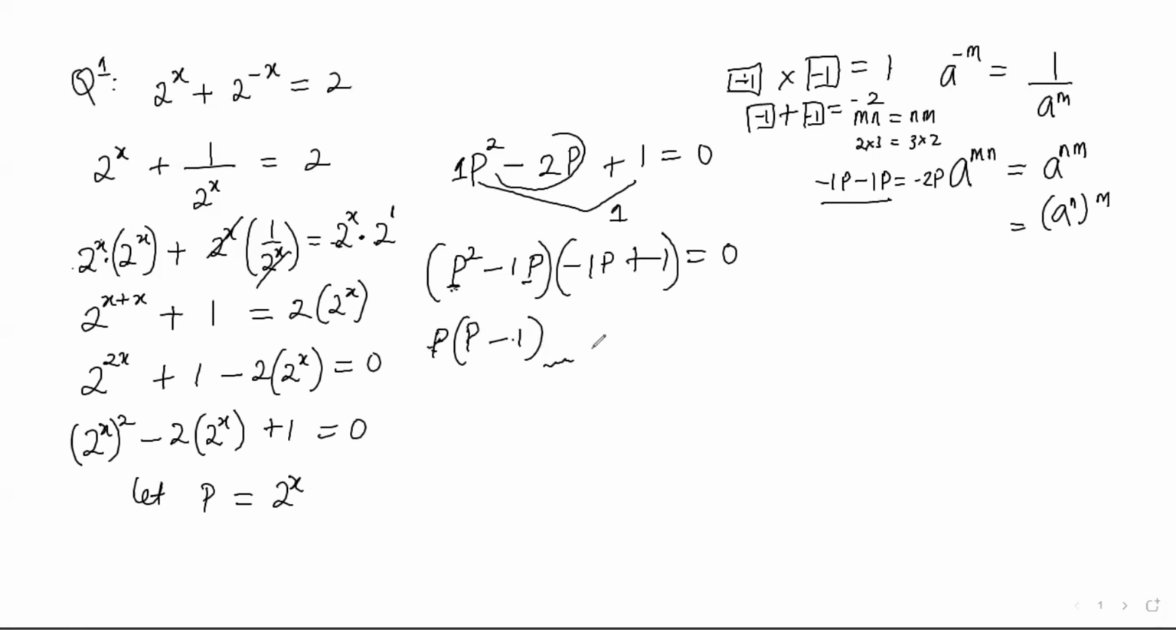Then leave a space here. Whatever you have here, just come over here and paste it. So p minus 1 equal to 0. Then you come to this space. What will you multiply with this p here to get minus 1p? Of course, it's going to be minus 1, because minus 1 times p will give me minus 1p, and minus 1 times minus 1 will give me positive 1.